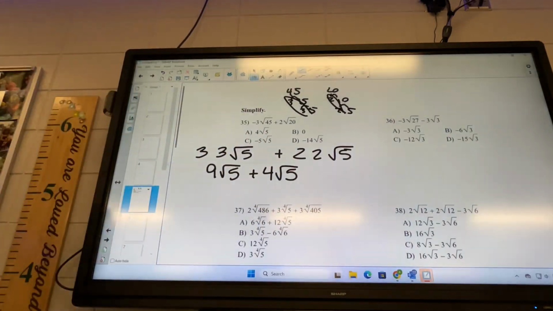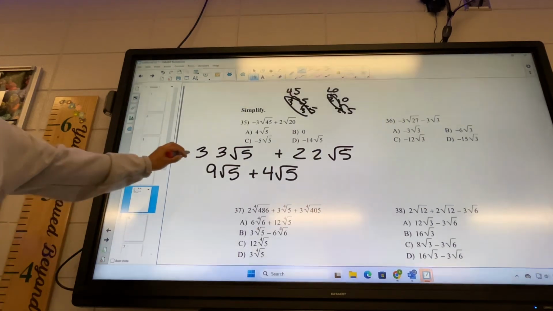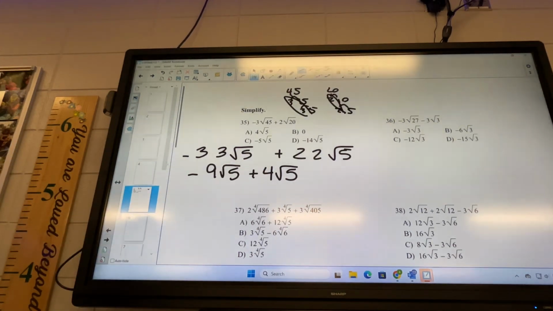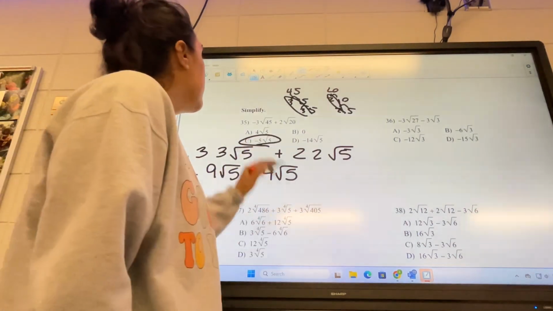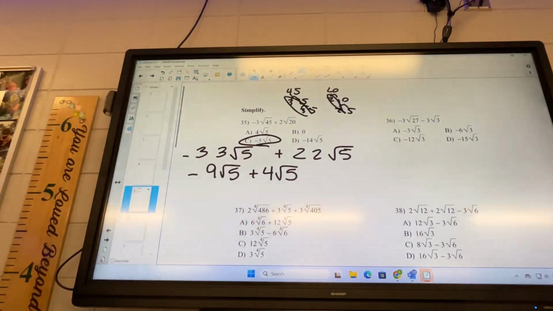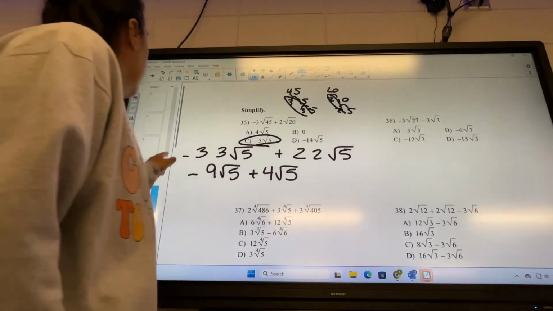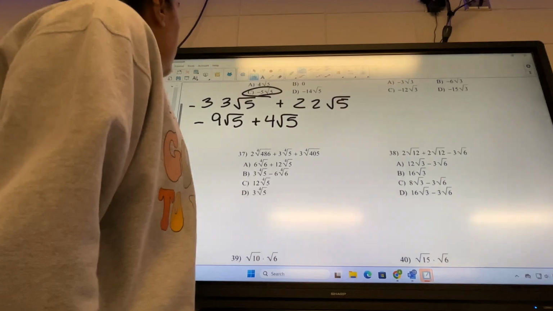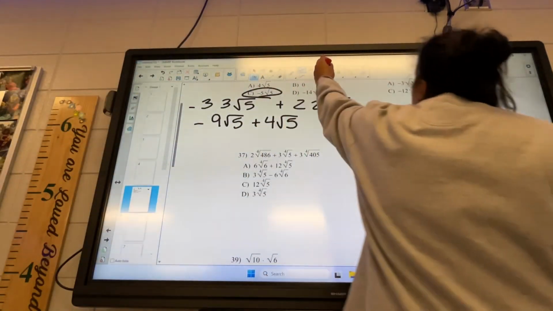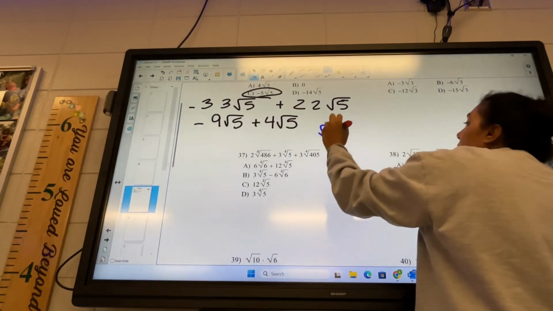Okay, do they both have the same number underneath now? Yeah, so you can combine the outside. So 9 plus 4? 13. What's wrong? Negative 3. Perfect. Okay, so that should be a negative. So negative 9 plus 4 square root 5 is negative 5 square root 5. See, we all make mistakes.